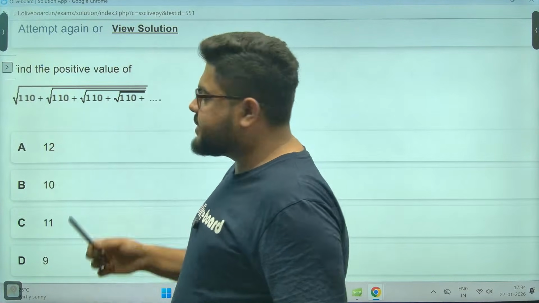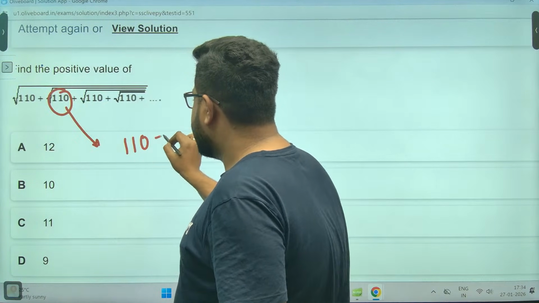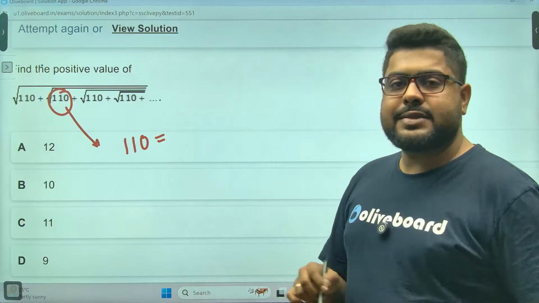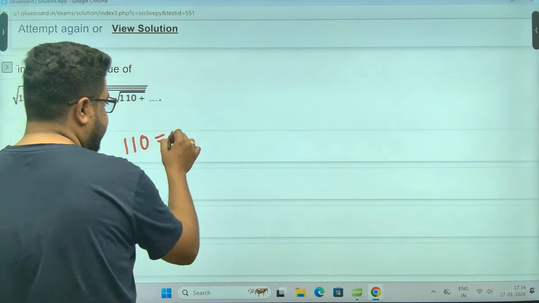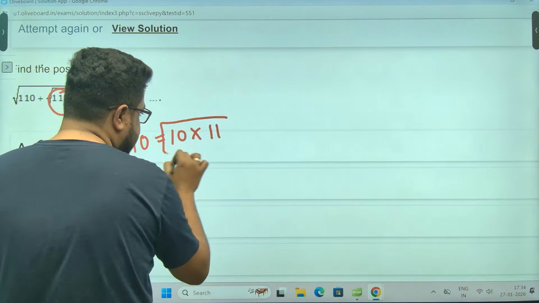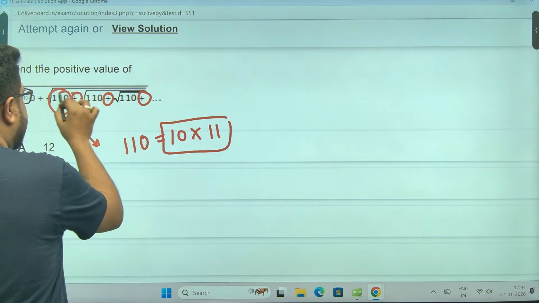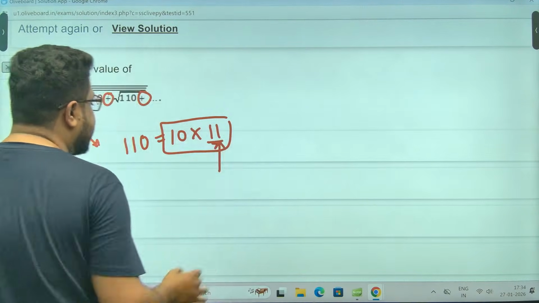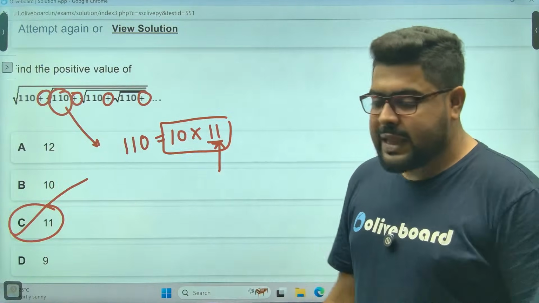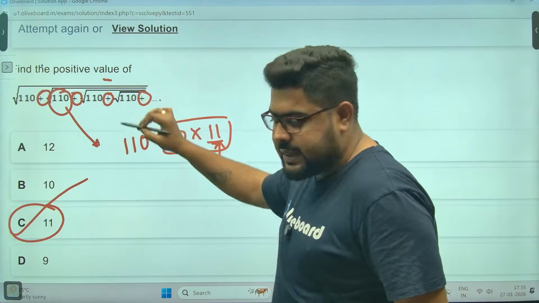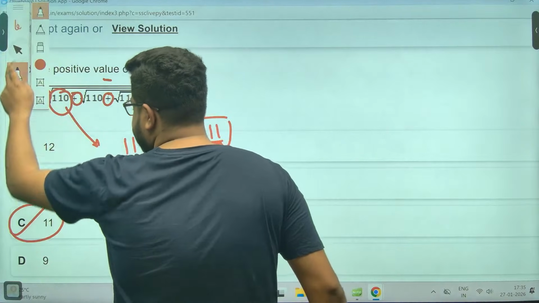Whenever you see a question like this, sir, take this 110, and factorize it into factors which have a difference of 1 among them. So can I write this as 10 into 11? You see, the difference between 10 and 11 is 1. So if the sign is plus all around, my answer will always be the bigger factor. 11 is the answer. And if this is minus instead of plus, then my answer would have been the smaller factor, 10.